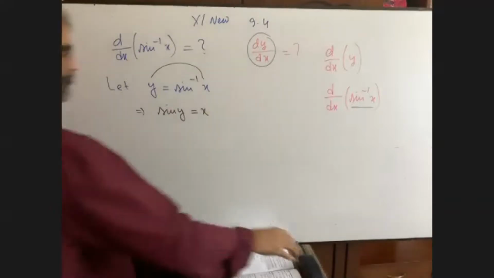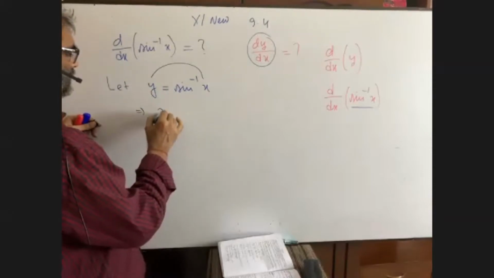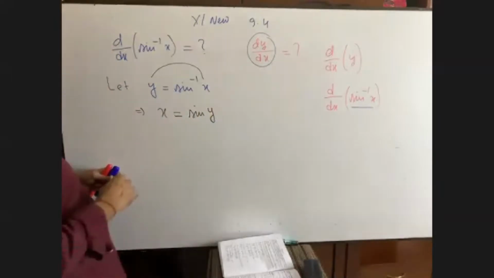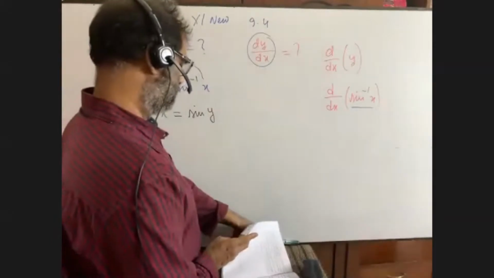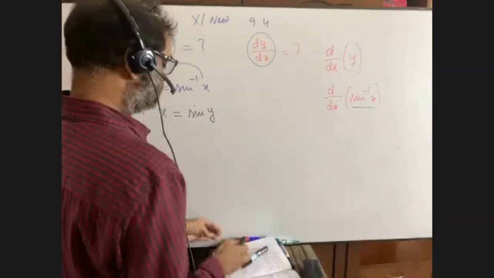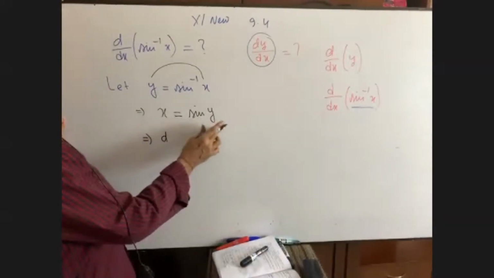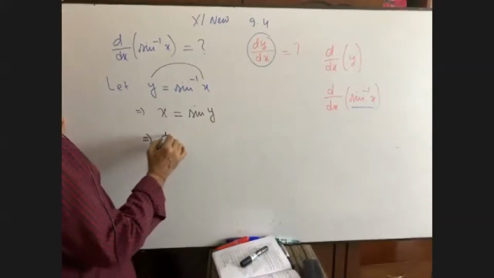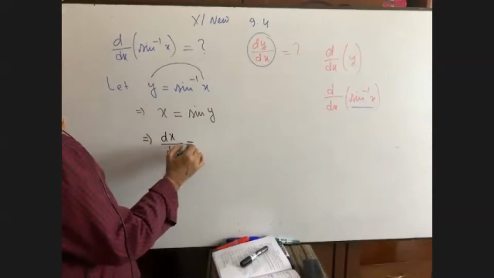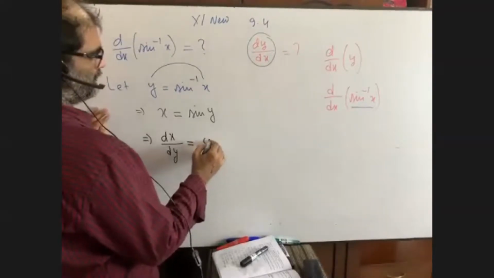Okay, very good. So can you write like this? x is equal to sine y. Now you understand? Now, with respect to y, we have to differentiate. With respect to y, that is dx by dy. What is the derivative of sine y? Cosine of y.